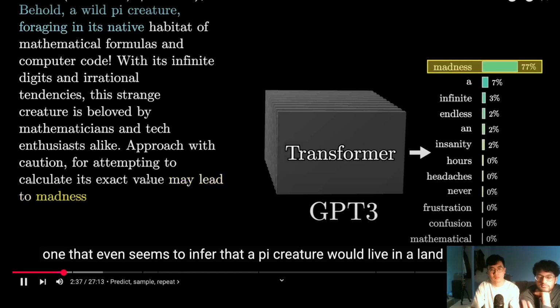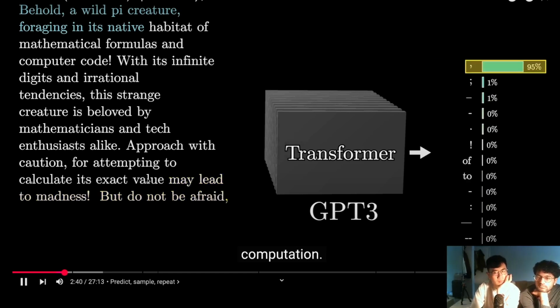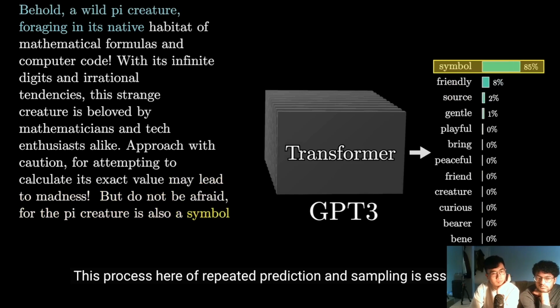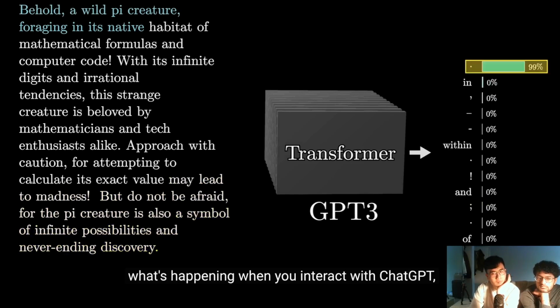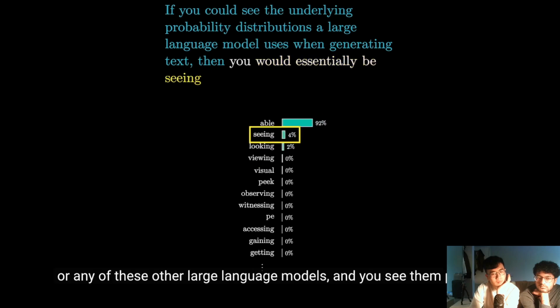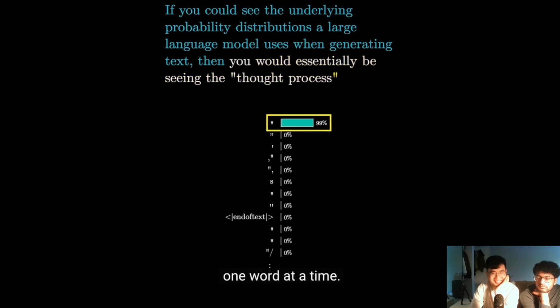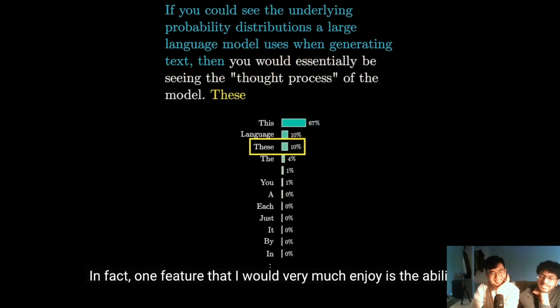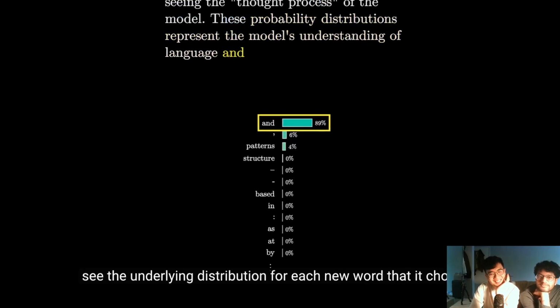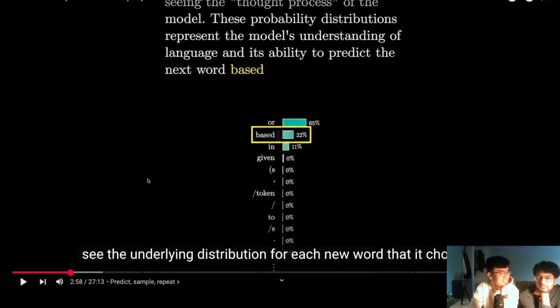Yeah. Seems to infer that a pie creature would live in a land of math and computation. This process here of repeated prediction and sampling is essentially what's happening when you interact with ChatGPT or any of these other large language models. What's ChatGPT? One word at a time. In fact, one feature that I would very much enjoy is the ability to see the underlying distribution for each new word. What's the distribution?